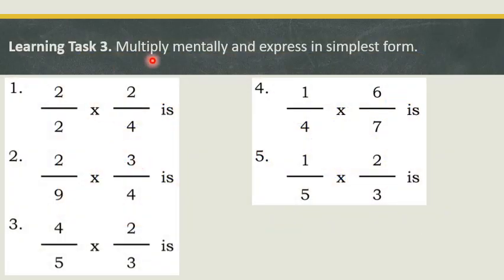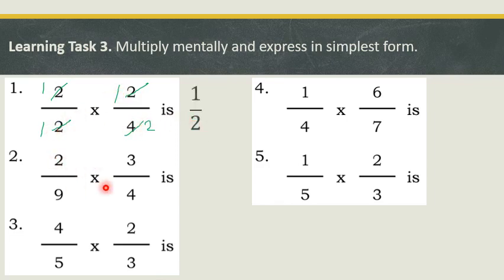So, learning task 3, let us multiply mentally and express in simplest form. So, ganun ulit, i-cross, multiply. So, 2 at 4 ay pwedeng i-divide sa 2. So, 2 divided by 2 is 1. 4 divided by 2 is 2. Then next, 2 at 2. So, obviously, common factor niya ay 2. So, 2 divided by 2 is 1. 2 divided by 2 is 1. So, multiply na natin. 1 times 1 is 1. And 1 times 2 is 2.